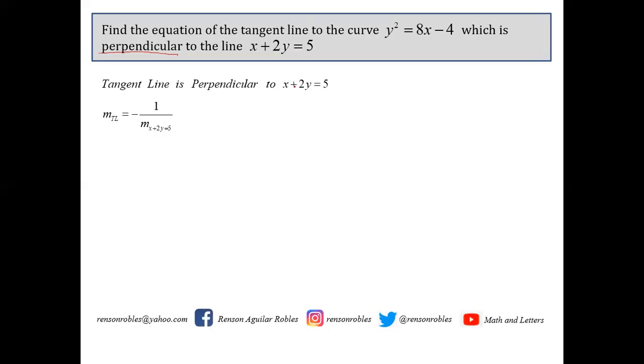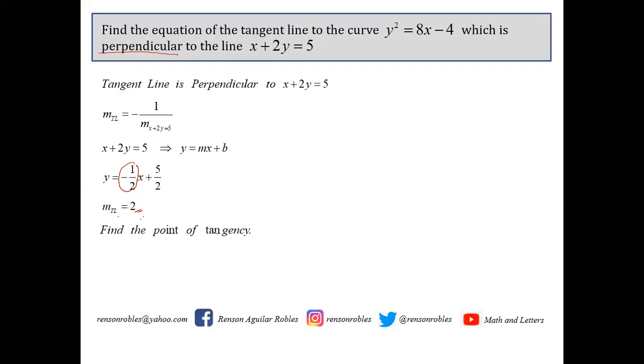So to find the slope of x plus 2y equals 5, we shall write this in the form y equals mx plus b, and that is the slope-intercept form. So doing so, y equals negative 1 half x plus 5 over 2. And therefore, m is negative 1 half and b equals 5 halves. And therefore, the slope of the tangent line is the negative reciprocal of negative 1 half, which is equal to 2.